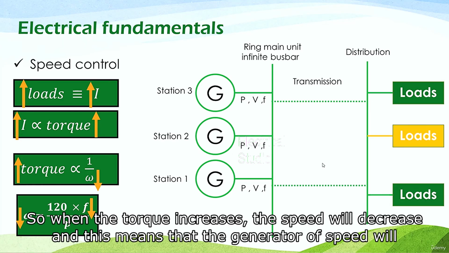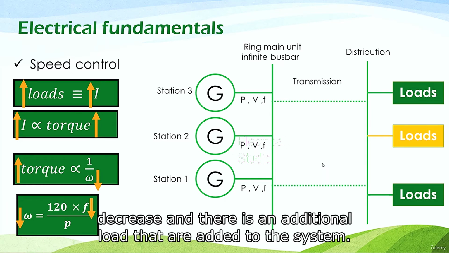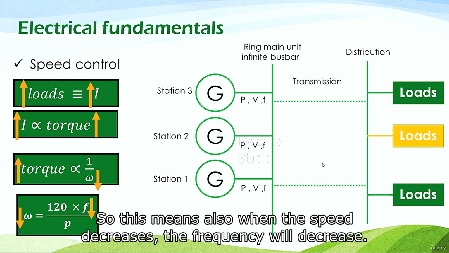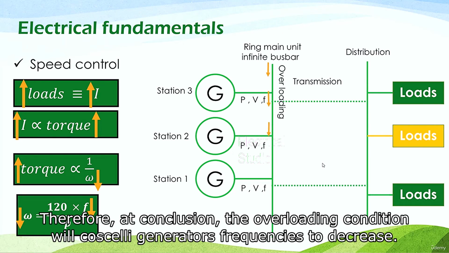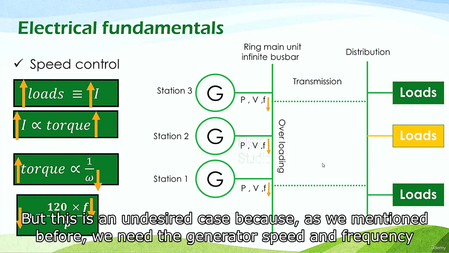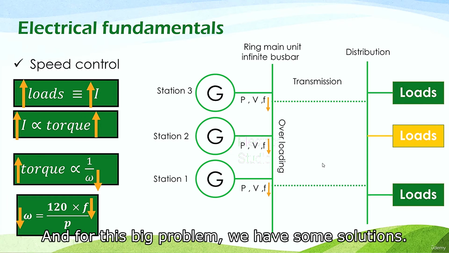And this means that the generator speed will decrease if there is an additional load added to the system. So this means also when the speed decreases, the frequency will decrease. Therefore, in conclusion, the overloading condition will cause the generator's frequency to decrease. But this is an undesired case because, as we mentioned before, we need the generator speed and frequency to stay constant. And for this big problem, we have some solutions.